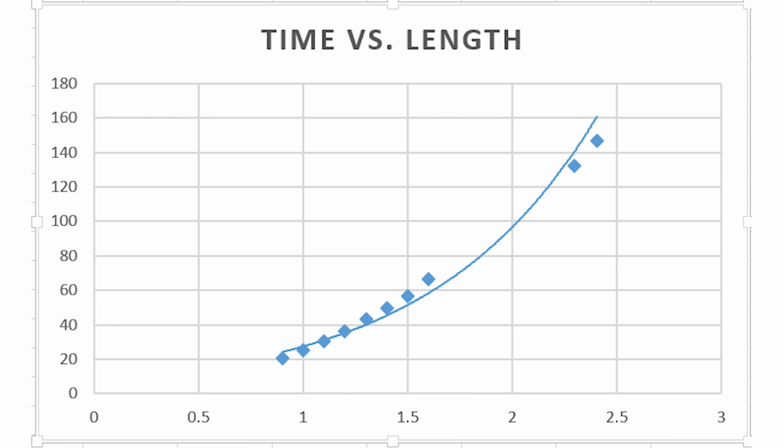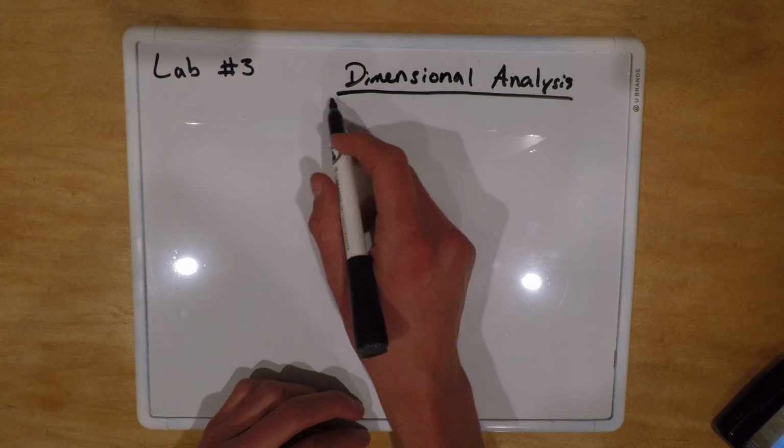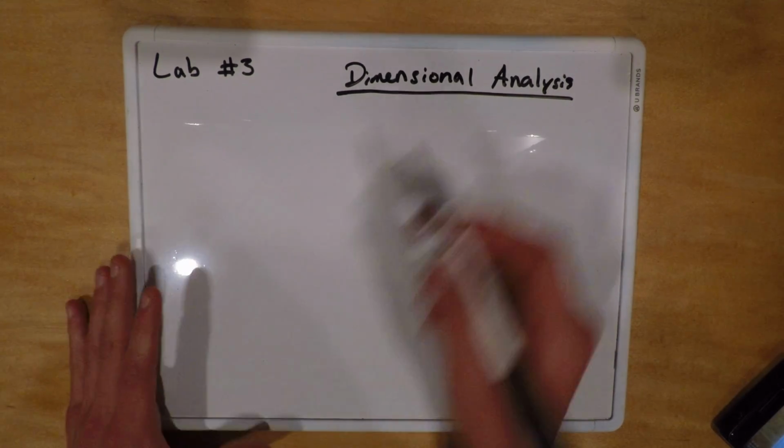When plotting the period versus the measurement of the string, we arrived at an exponential graph. We wanted a linear graph, so we achieved that by squaring the period and then comparing that to the length of the string without squaring the length. This gave us a linear graph, which is what we wanted in our equation to derive the acceleration of gravity. And this is going to be accomplished through a dimensional analysis, and that's what we're going to do right now.